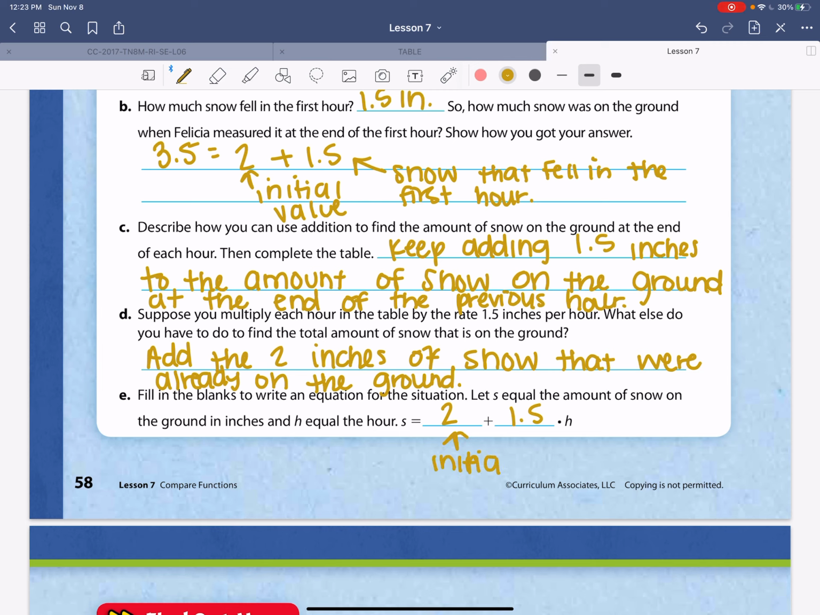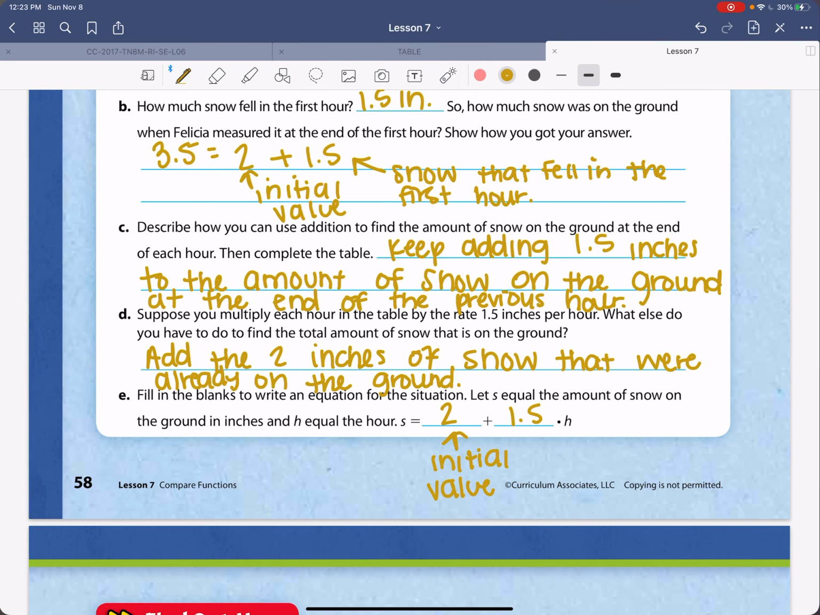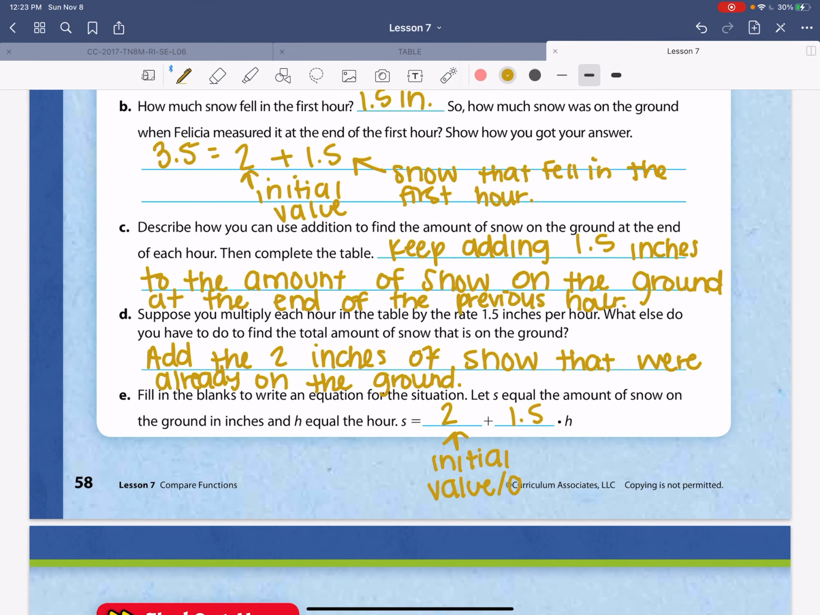Well, that looks crazy. Sorry. Let me fix that. Initial value or amount of snow. And then 1.5 is the additional snowfall per hour.